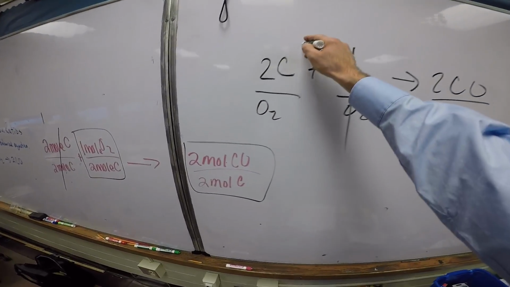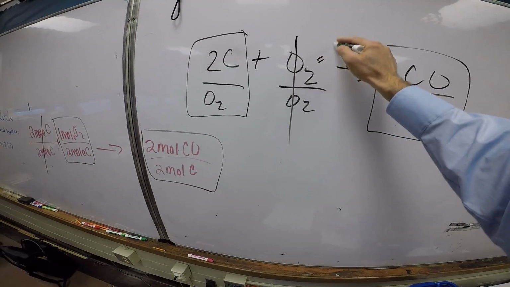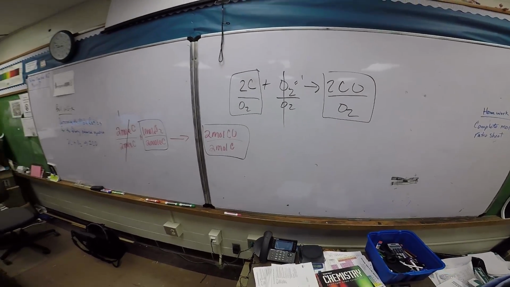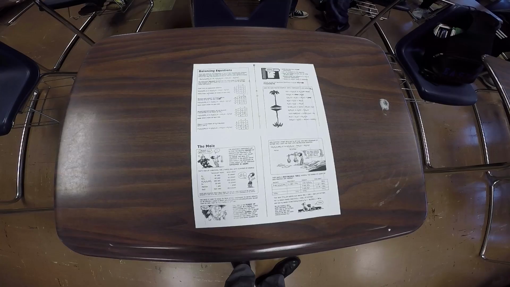Alright, so the second one, this is your mole ratio. This equals 1. Can anybody come up here and do the last one? So Adam wrote this last one up here. Good job, Adam. We have 6 different mole ratios.